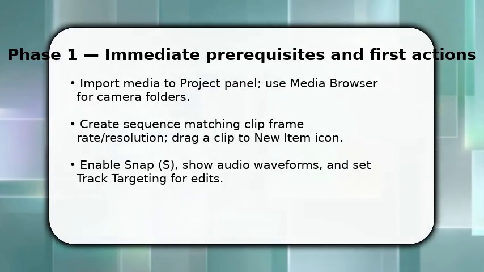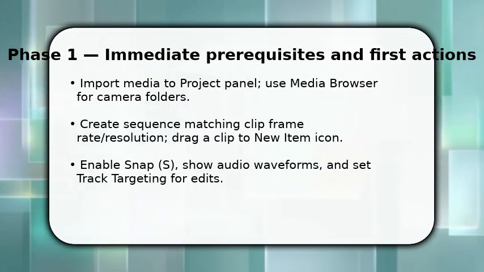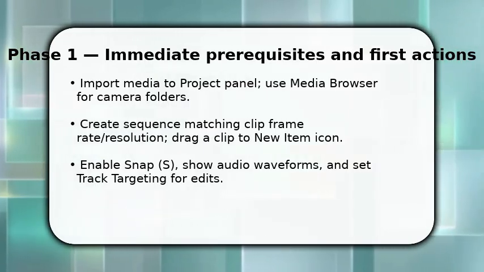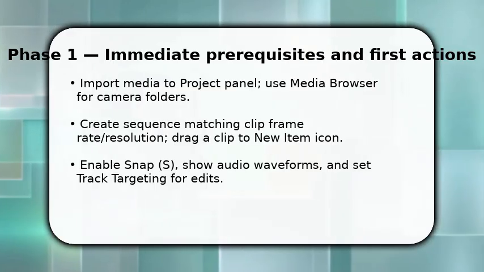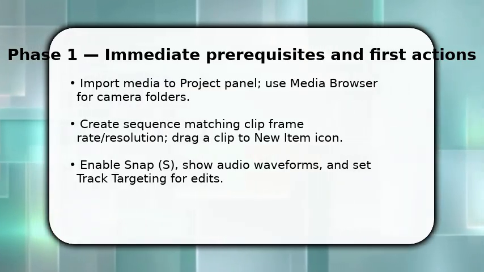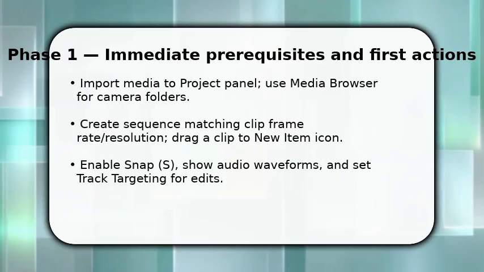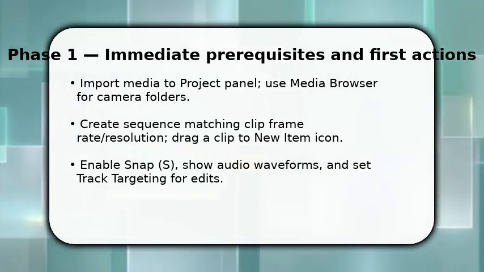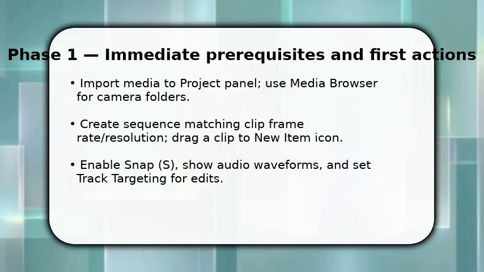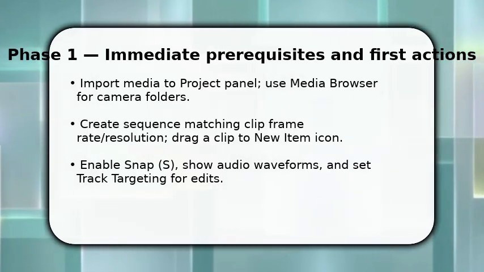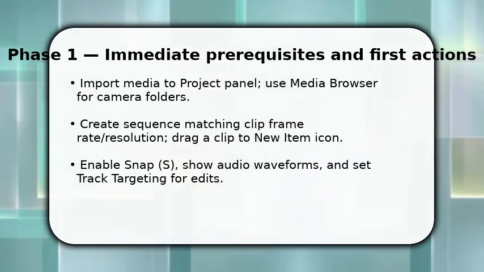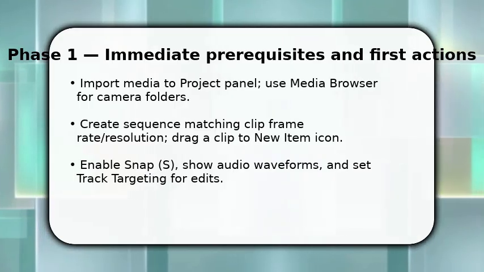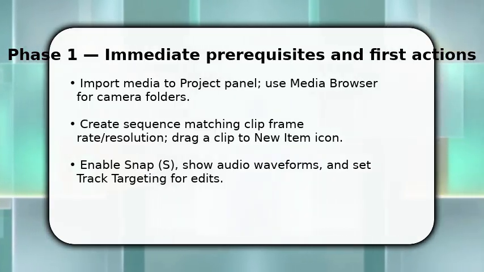You've got footage ready. Start by importing and creating a matching sequence so edits behave predictably. Drag a clip to the new item icon to auto-match settings, then lay primary clips on the V1 and A1 tracks. Once done, enable Snap so clips lock together, and turn on waveforms to align cuts with sound. Make sure track targeting is set for the tracks you'll edit. This prevents clips from landing on the wrong track and speeds the next steps.